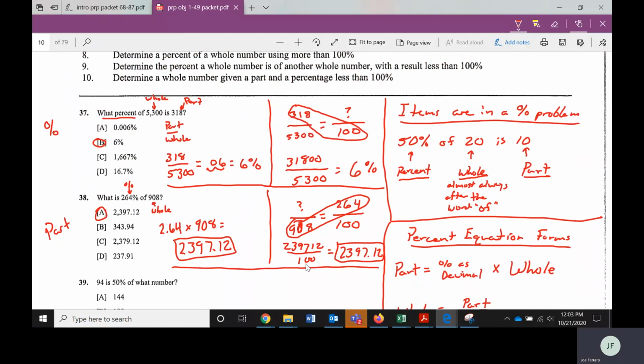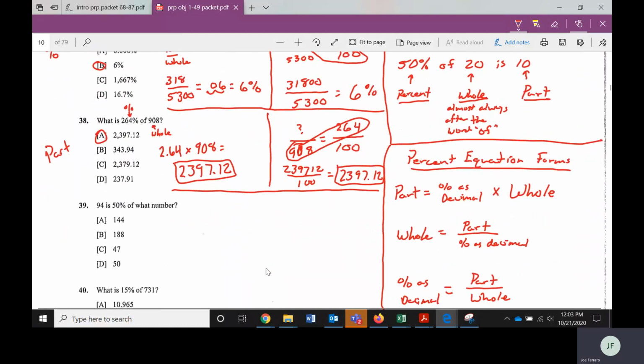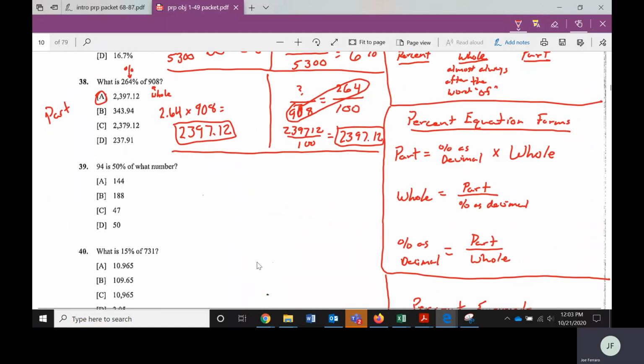All right, let's look at another one. 94 is 50% of what number? The easy one to find has a percent sign. That's our percent. The other number, it says 94 is. It's connected with the word is. If that doesn't tell you enough that that's the part, after the word of is our whole, so that's what we're looking for. That means this has to be the part.